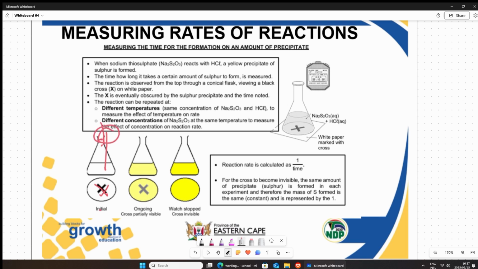What will happen is, as time elapses, that X will become invisible because of the formation of the precipitate, which is the sulfur, which is yellow in color, and eventually you will not be able to see the X anymore. You can also measure the rate of the reaction by using a stopwatch to see how long it took for the X to disappear.